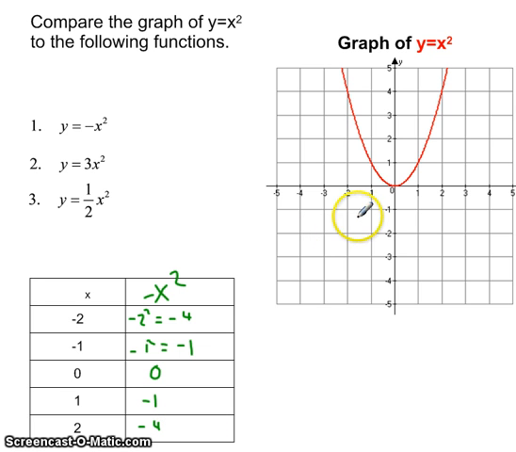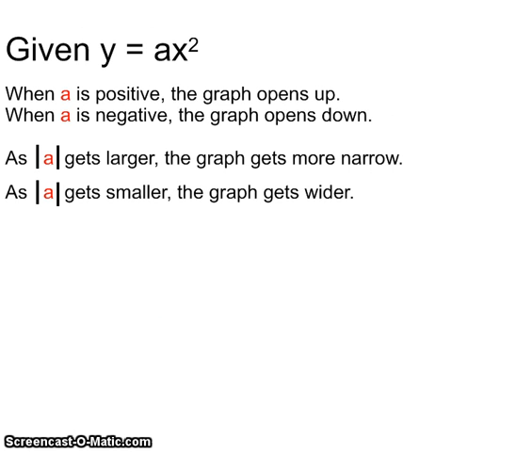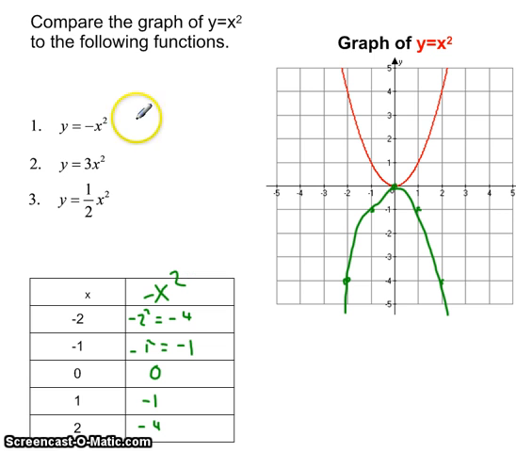Plotting these 5 ordered pairs: -2, -4, -1, -1, 0, 0, 1, -1, and 2, -4, produce this graph that is kind of upside down. It's actually a reflection of y equals x squared. And what we have here is if a is negative, the graph opens down. So that's an example if we have a negative a value.